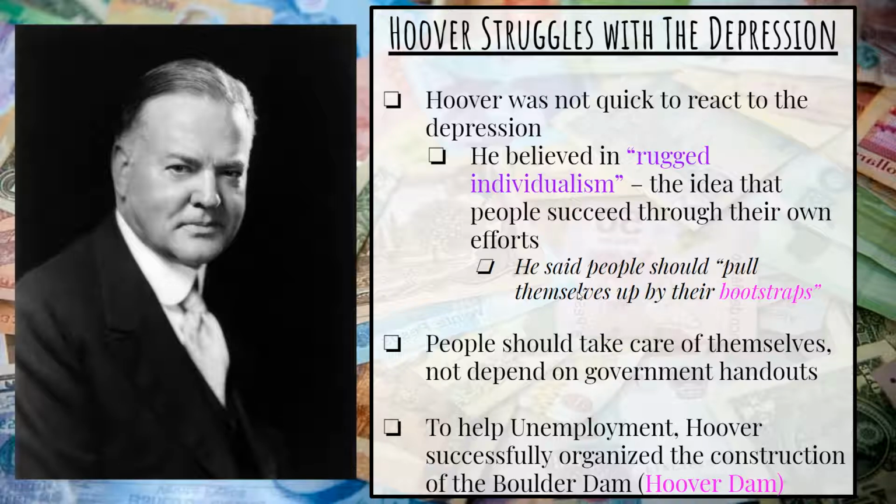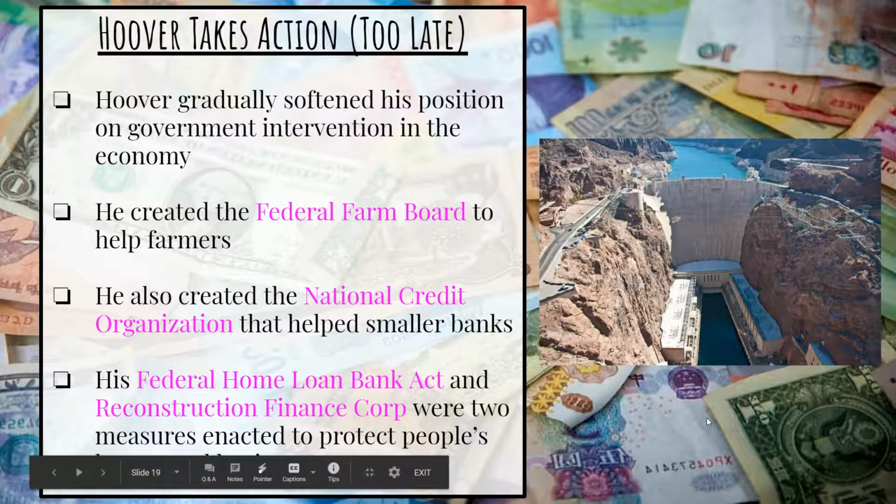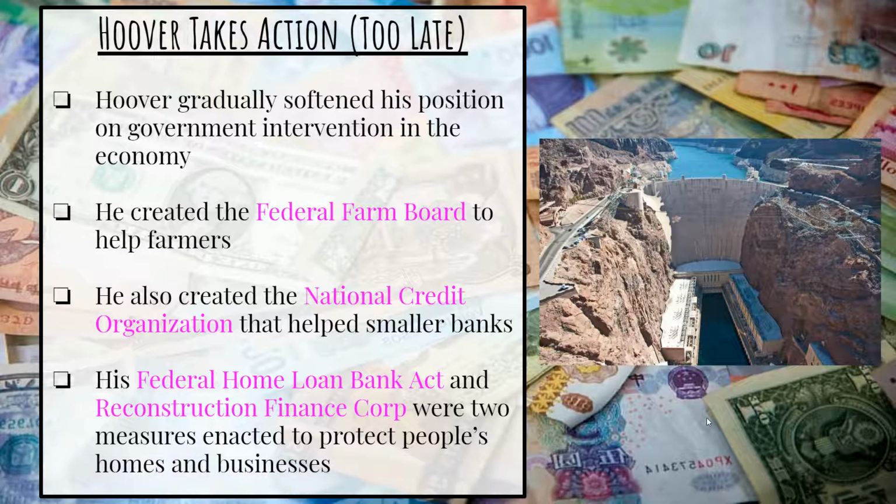So he is going to try to help unemployment by creating a job to build the Hoover Dam. Now, we all know about the Hoover Dam. It's awesome. But it's a little too late. The American people are upset and they're done. But he does try, and here's a picture of the Hoover Dam right here. He does try to help just before the next election, before he gets elected out of office.